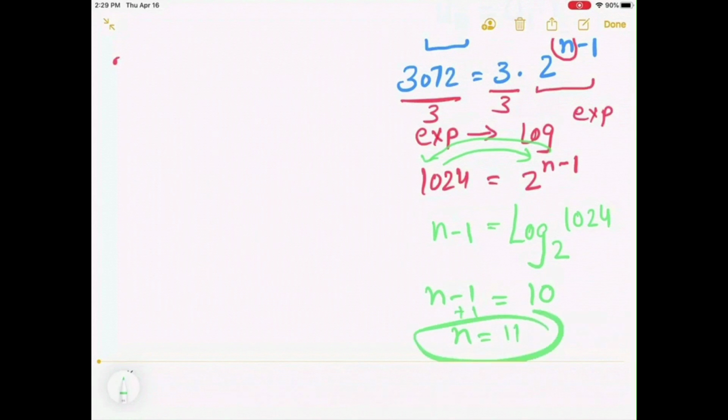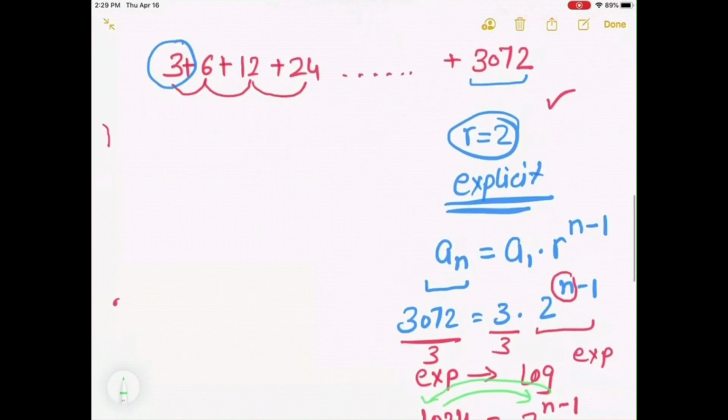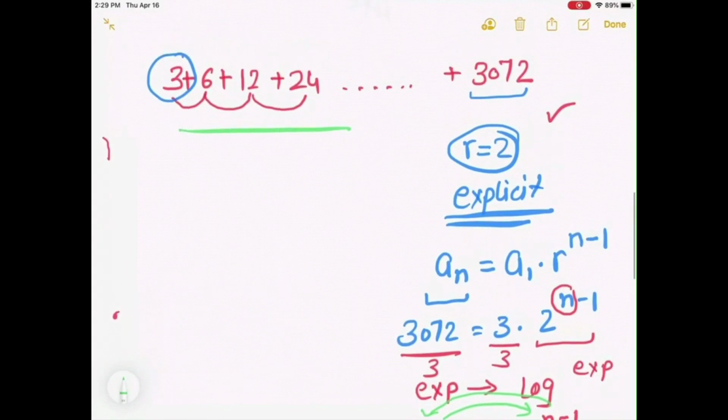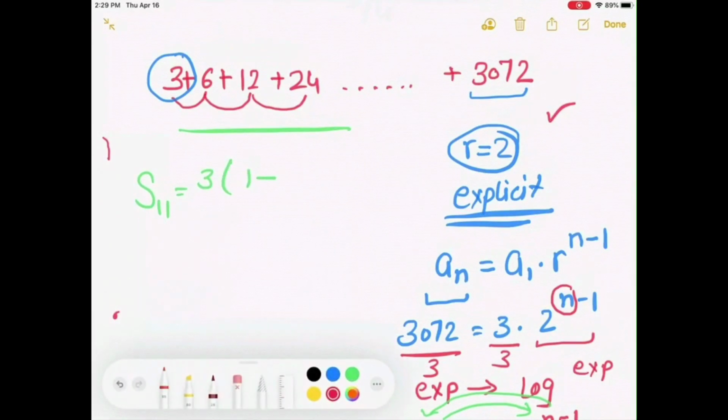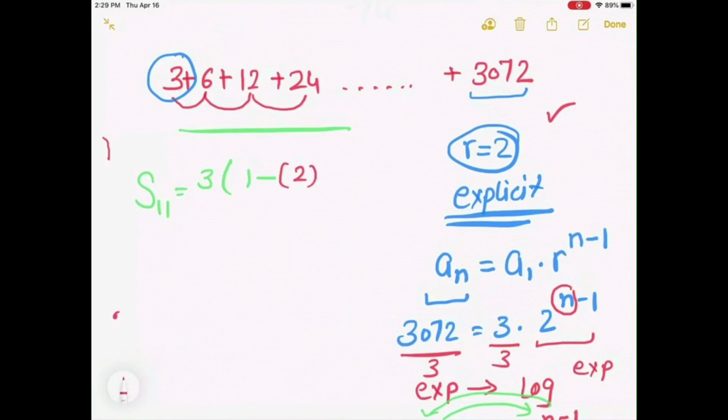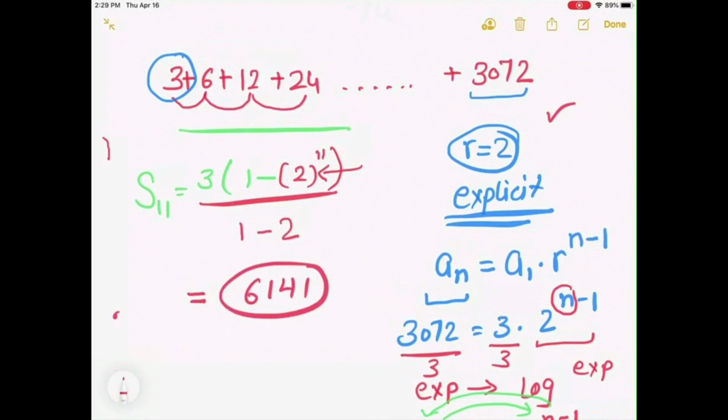All right, so I already have my n value. So now I have to go back to my original equation. Let's find the sum of 11 terms. a is 3, 1 minus the ratio 2 to the 11th power, over 1 minus 2. Now if you put everything in your calculator, and don't forget you can even do this part first and then combine the rest, your answer would be 6,141. Here you go, and that's the sum of all of the numbers of this series.